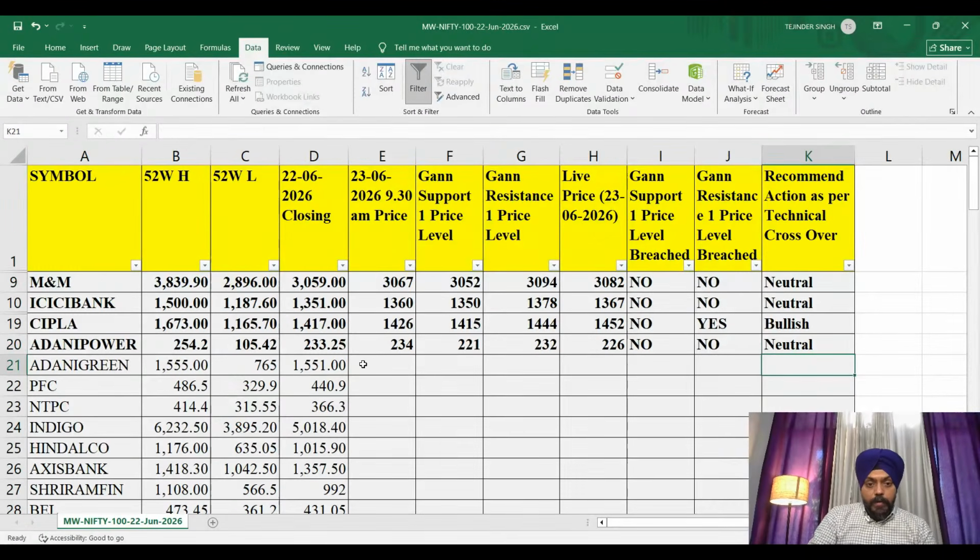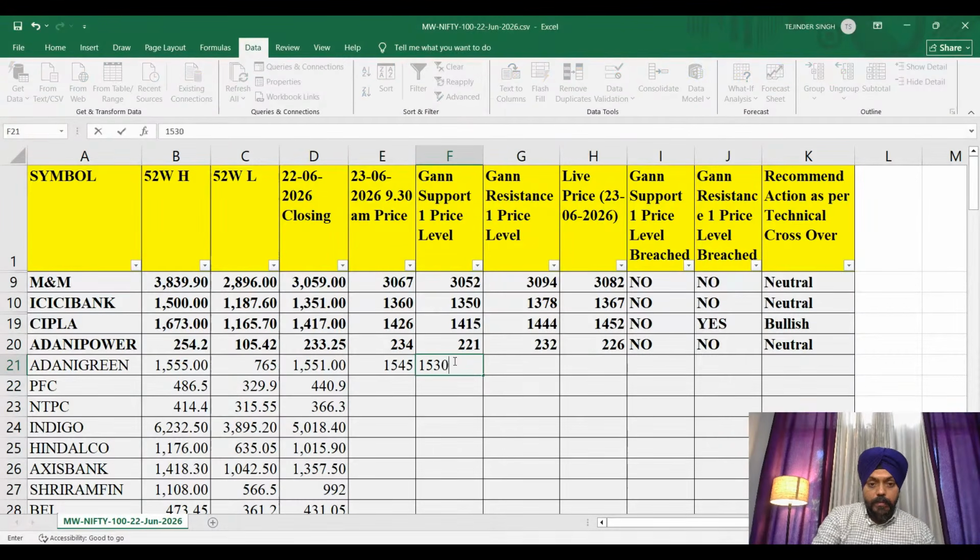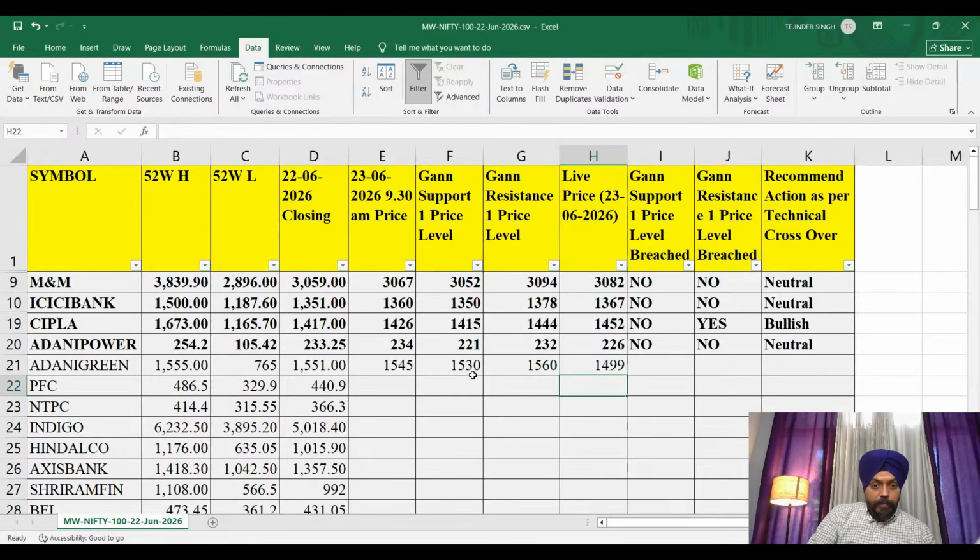Okay, next one is Adani Green. The Adani Green 9:30 AM price was 1545. Support 1 was 1530. Resistance 1 was 1560. And the live price right now is 1499. So it has already breached the 1530 support level. So yes, it is short term bearish as per the Gann square of 9 model established by W.D. Gann. Support level 1 is breached and resistance is not.